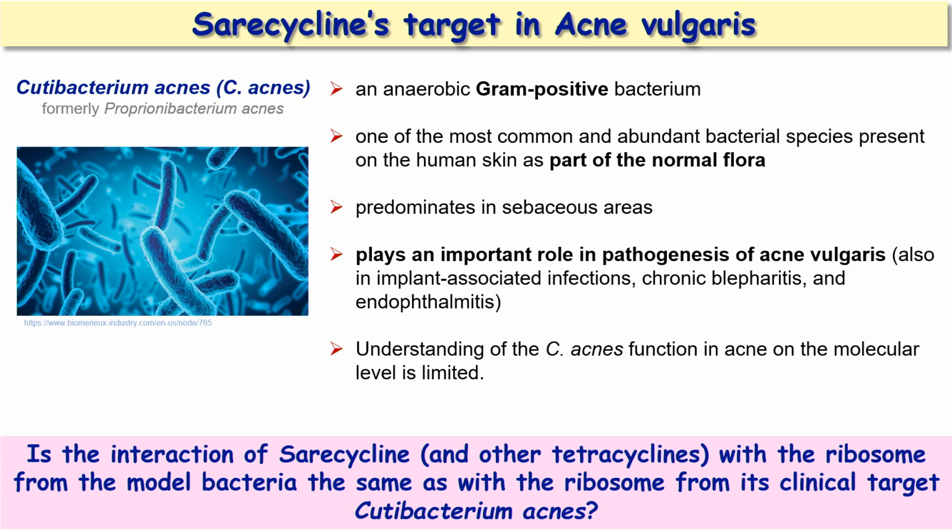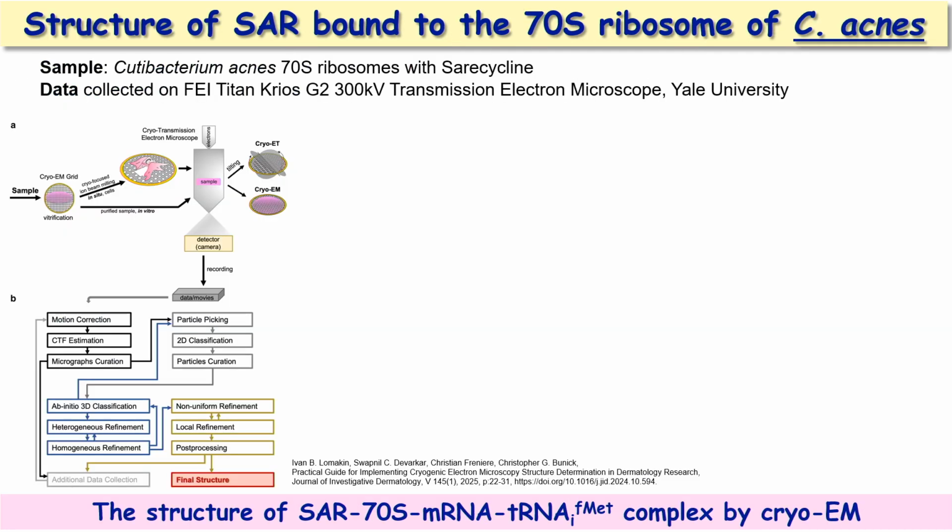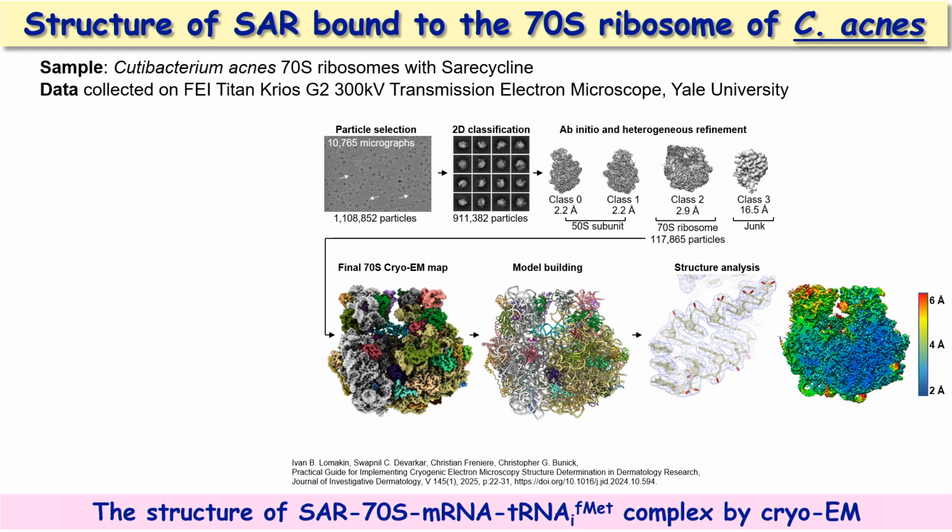That technique doesn't require a crystal of the ribosome, so we don't need a lot of material. The ribosome is put on the grid, frozen or vitrified, and then exposed to the electron beam, and from this we get 2D pictures which we can reconstruct into a 3D cryo-electron map and build an atomic structure of the ribosome with bound antibiotic.